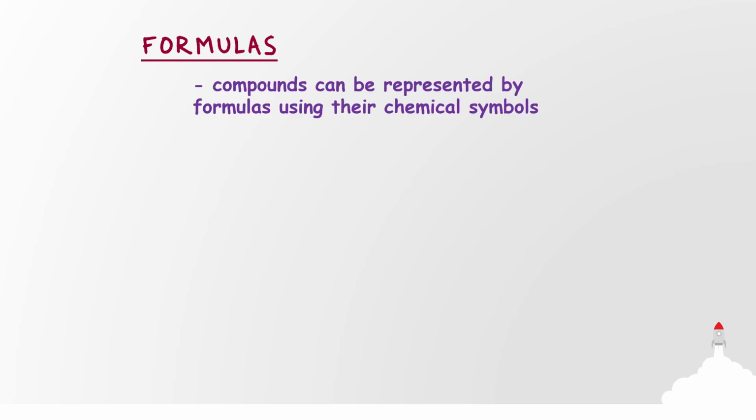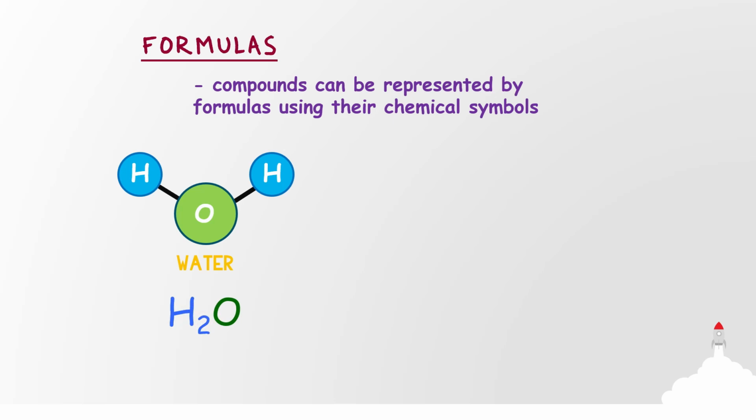Just like elements can be represented by symbols, compounds can be represented by formulas using their chemical symbols. So for water, we could represent the formula as H2O, where the 2 is written smaller and lower in subscript, showing that there are 2 hydrogen atoms in the molecule, and since there is only 1 atom of oxygen, we would not write a number.